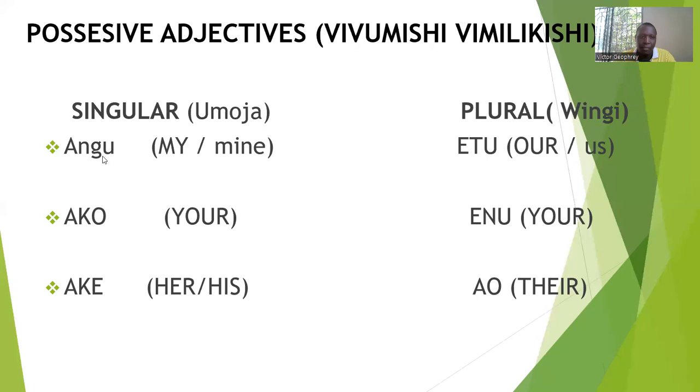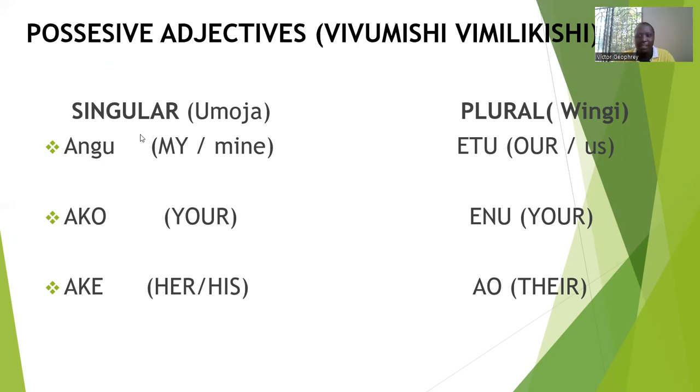Let us repeat here. Wangu, wako, wake, wetu, wenu, wao. Good. You see the way it is simple? Now, let us see. For example, we have mtoto. Mtoto wangu. Mtoto wako. Mtoto wake. Mtoto wetu. Mtoto wenu. Mtoto wao. You see?